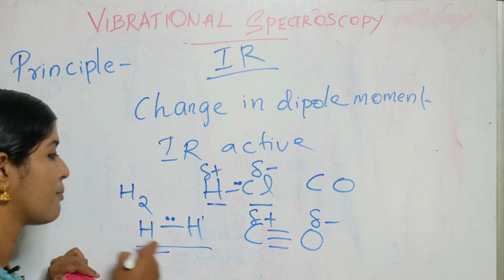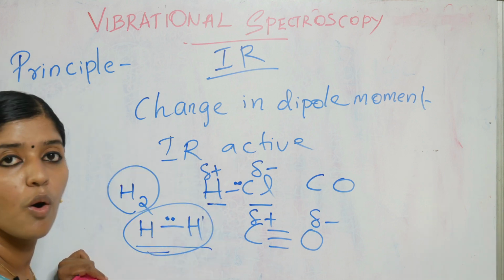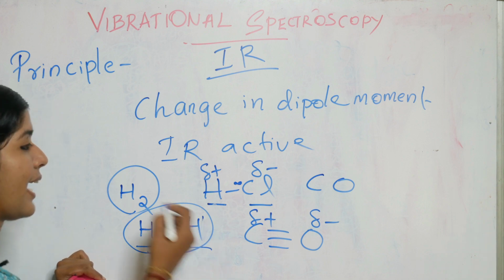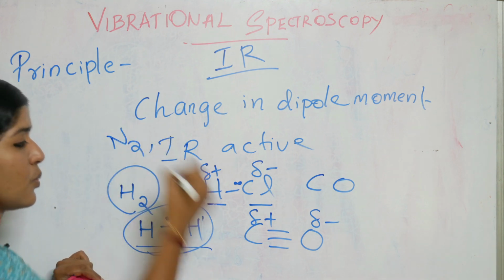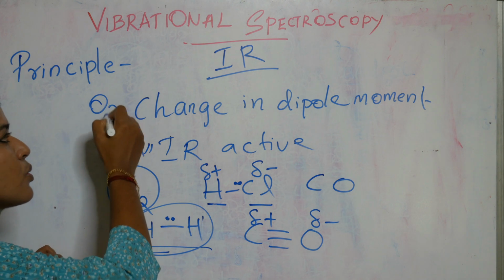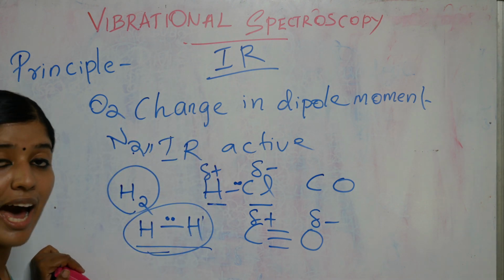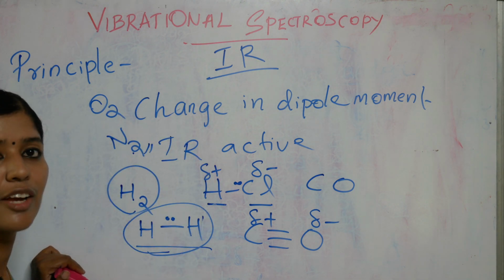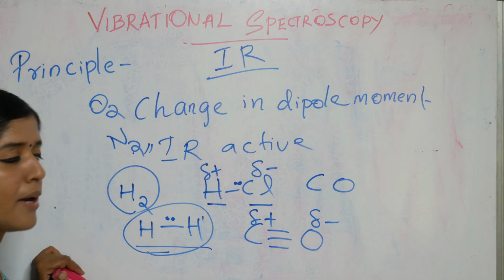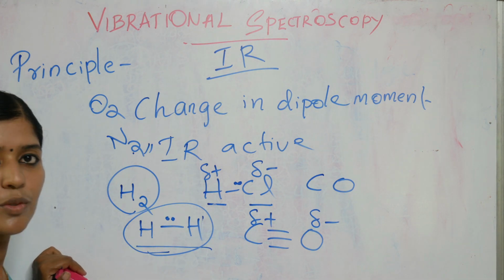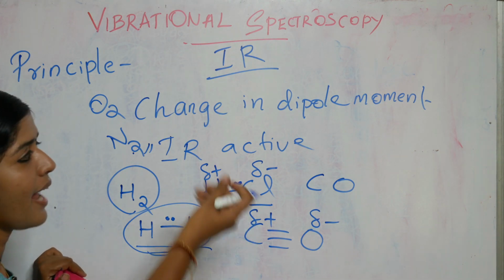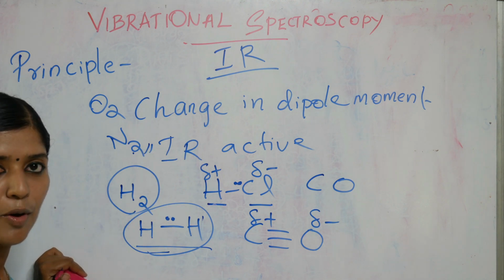So these types of molecules, that is homodiatomic molecules like H2, N2, and O2, are IR inactive. They cannot give IR spectra. Why? Because both are the same atoms, so there won't be any charge separation and there won't be any change in dipole moment.